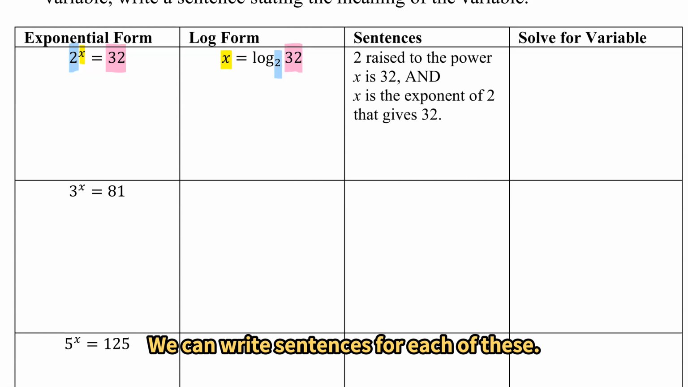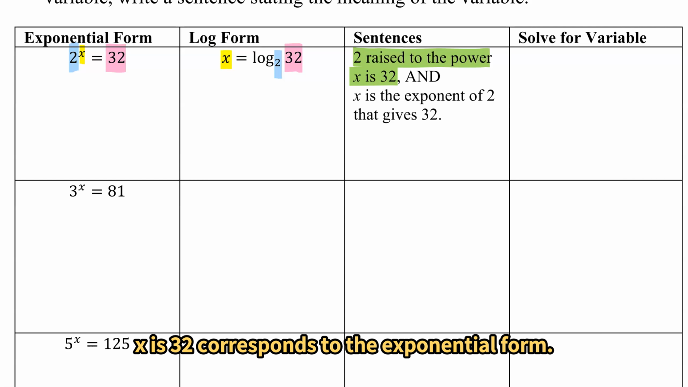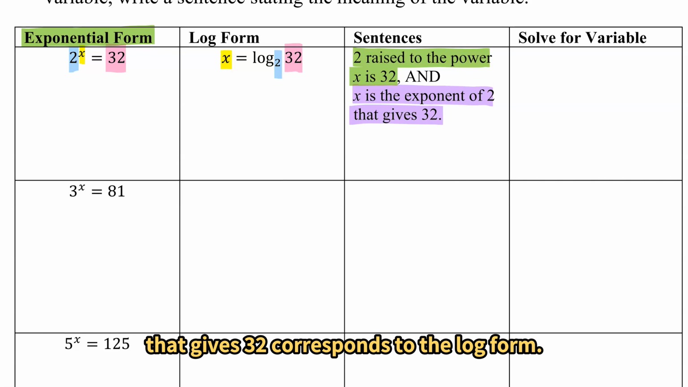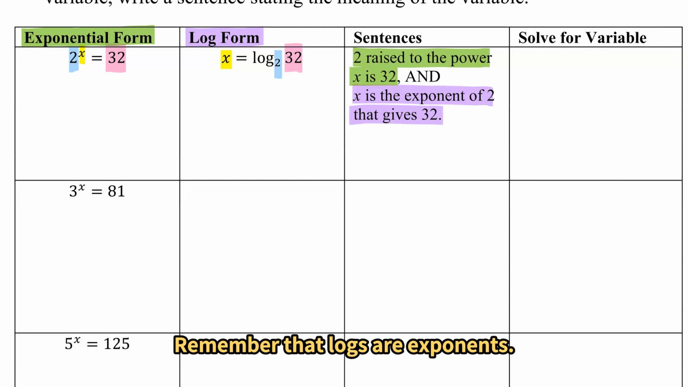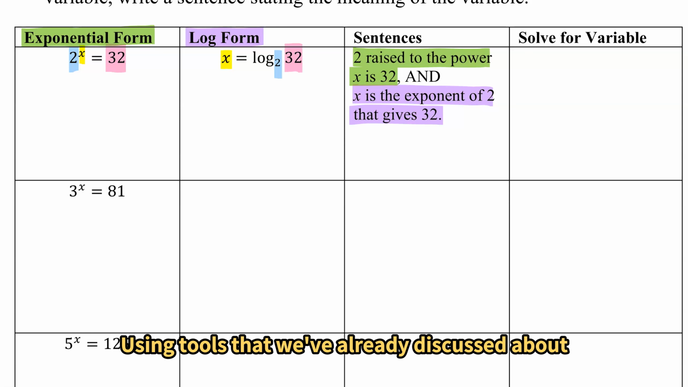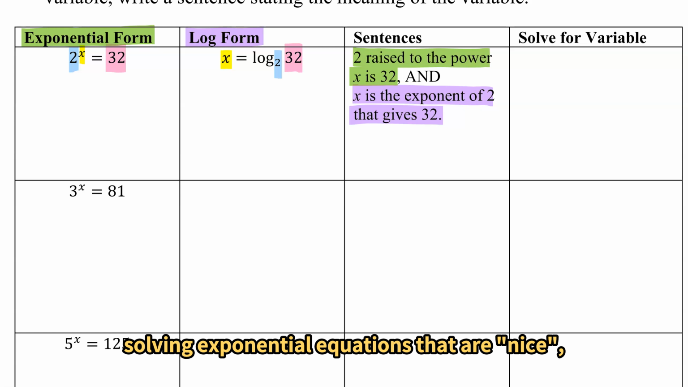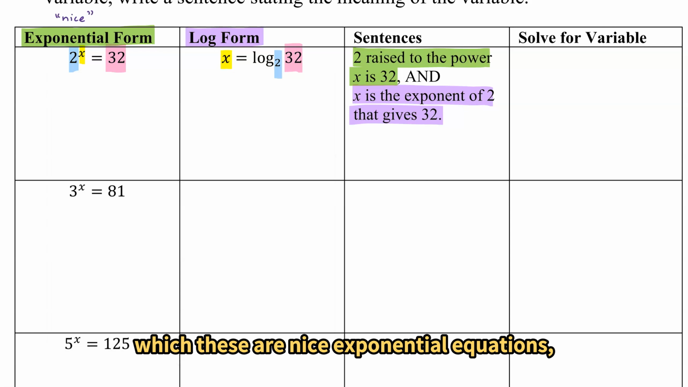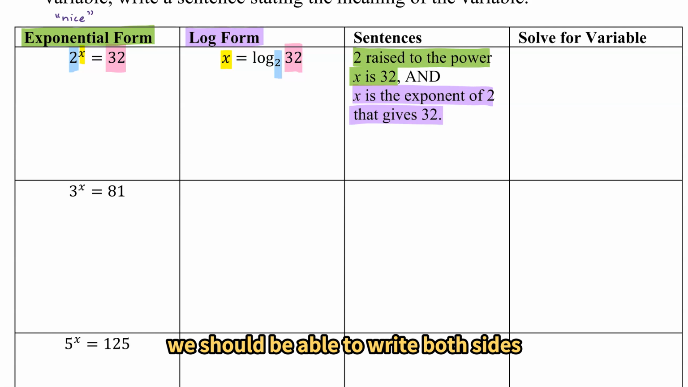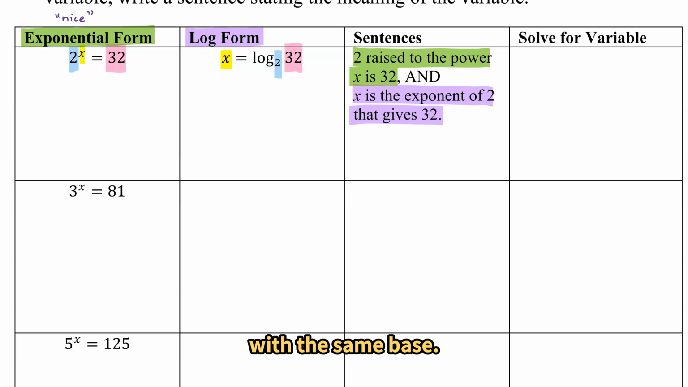We can write sentences for each of these. The first one, 2 raised to the power x is 32, corresponds to the exponential form. X is the exponent of 2 that gives 32, corresponds to the log form. Remember that logs are exponents. Using tools that we've already discussed about solving exponential equations that are nice, which these are nice exponential equations, we should be able to write both sides with the same base. Let's use that information to solve for the variable x in this case.